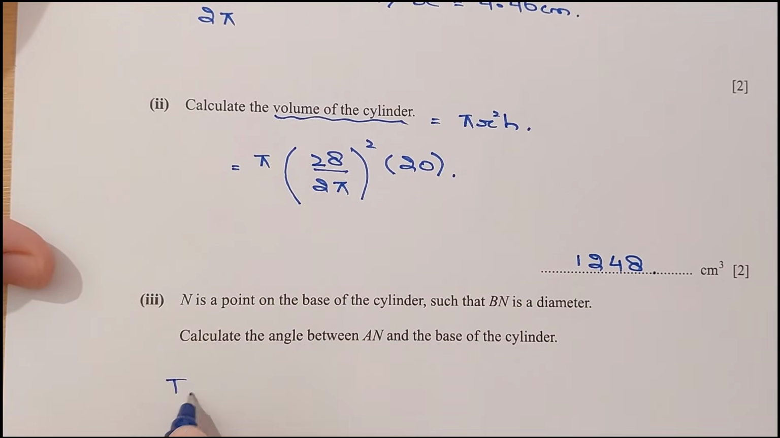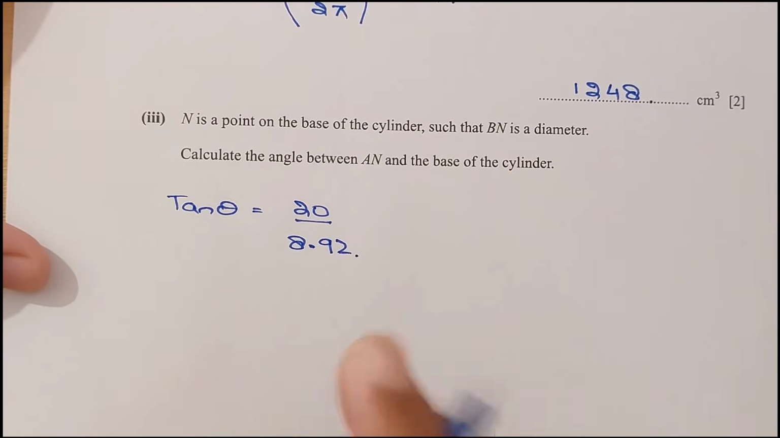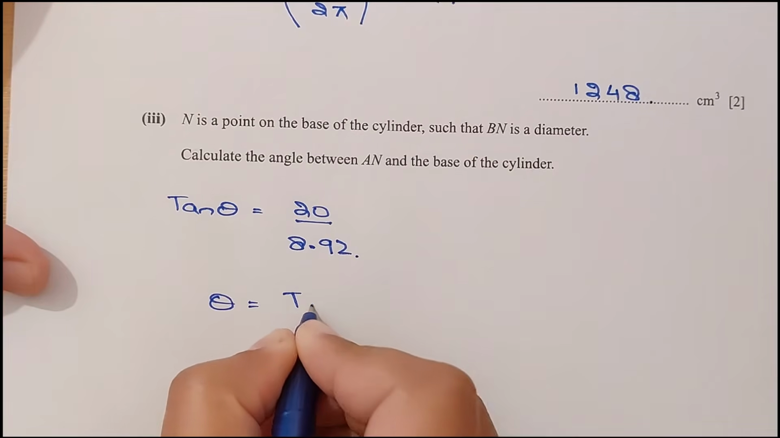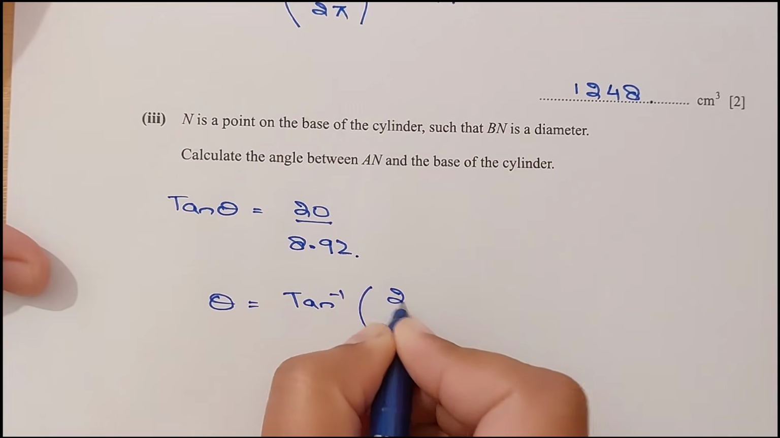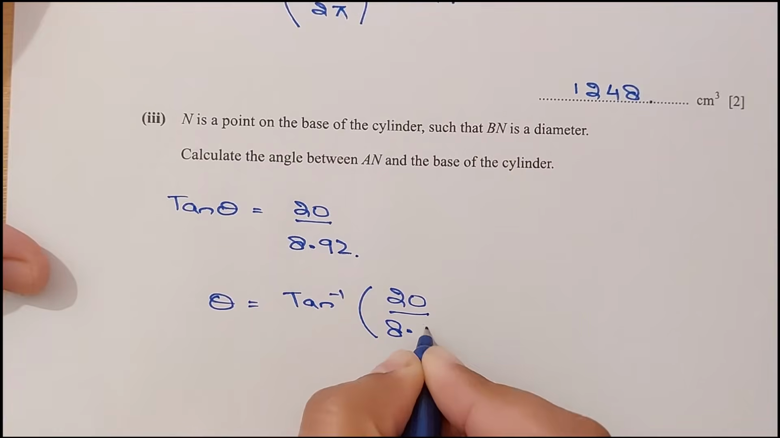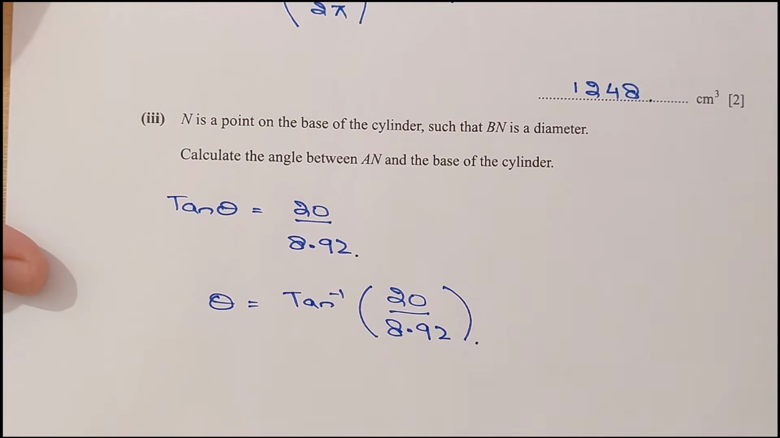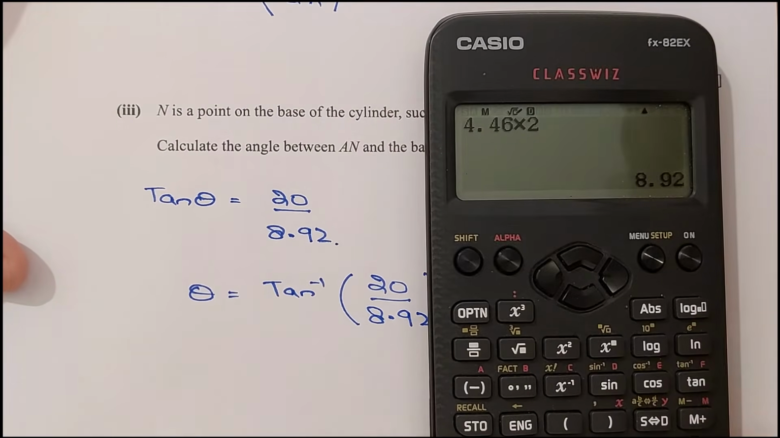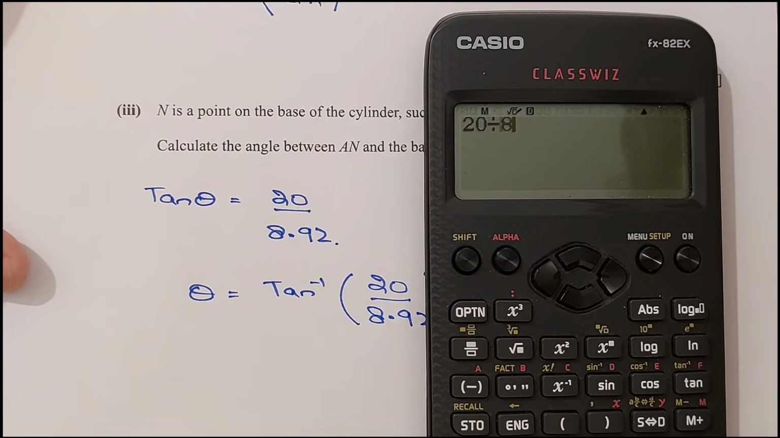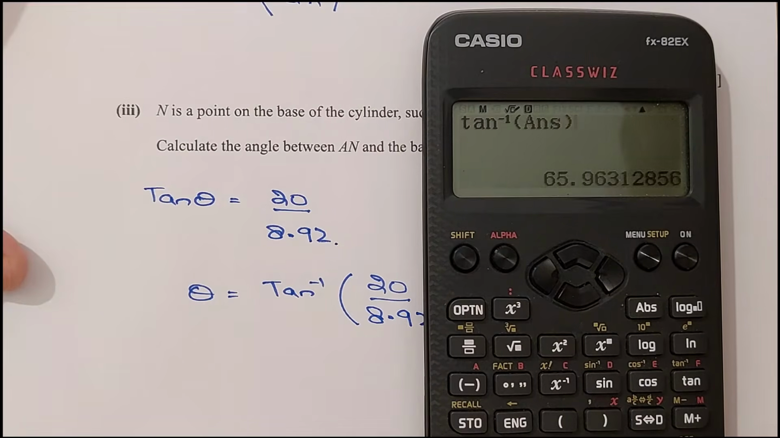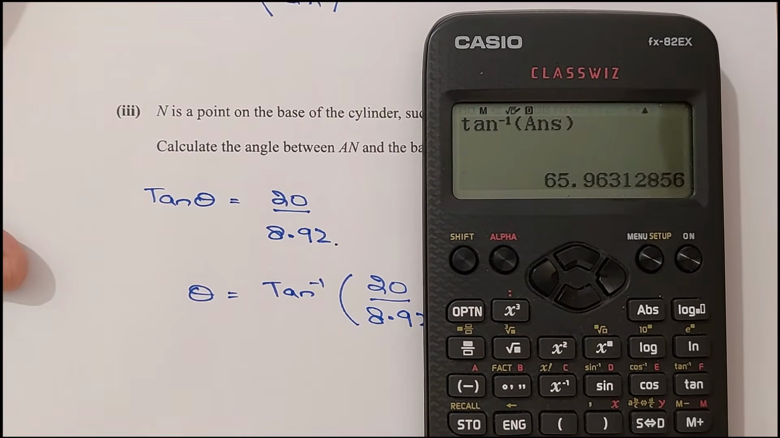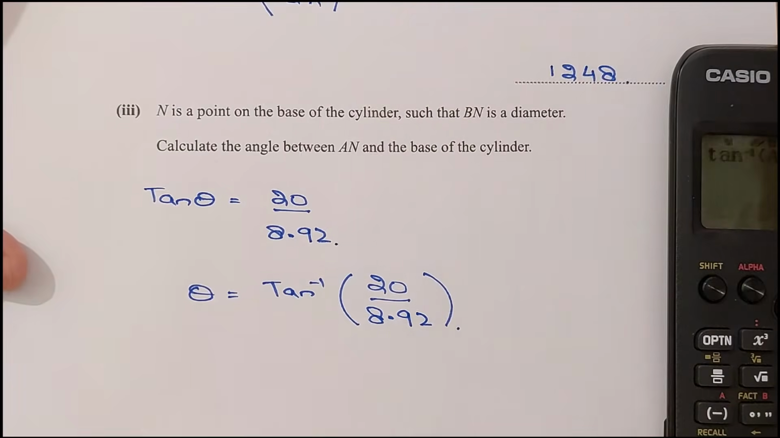So here tan theta is the opposite side, that is 20, over the adjacent side, 8.92. Let me solve for theta by doing tangent inverse of 20 divided by 8.92. First 20 divided by 8.92, and tangent inverse of the answer is 65.96, or 66 degrees we can say. Theta is 66 degrees.